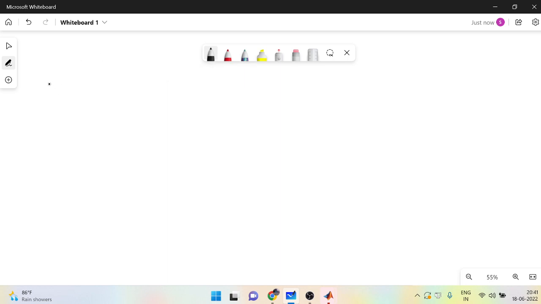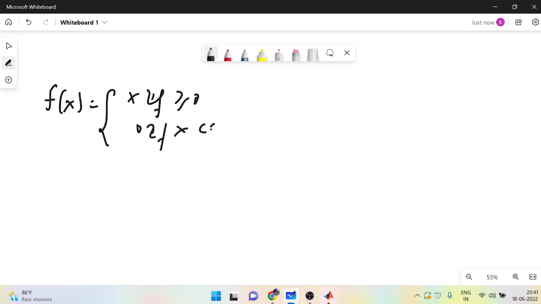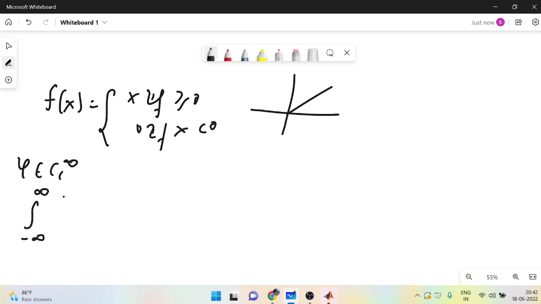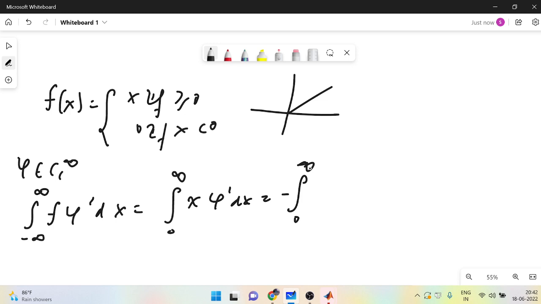So I'll be giving an example. Consider this particular function: f(x) = x if x is greater than or equal to 0, and 0 if x is less than 0. This is the function. And what I claim is, for any φ belonging to C_c^∞ functions, the integral from minus infinity to infinity of f φ' dx is the integral from 0 to infinity of x φ' dx, which equals minus the integral from 0 to infinity of φ dx. I have just used integration by parts, which is basically minus the integral from minus infinity to infinity of the step function χ from 0 to plus infinity times φ dx.